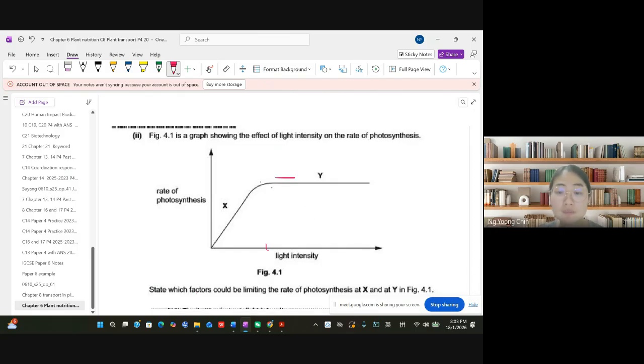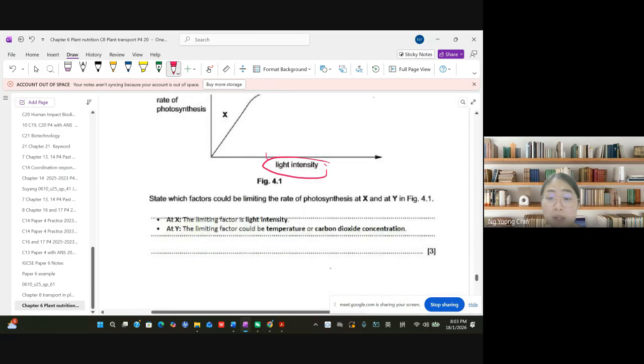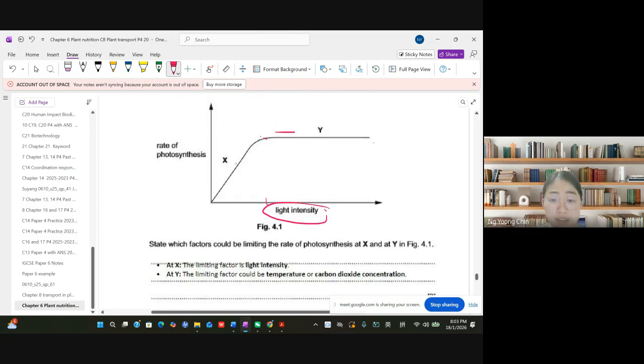What kind of factors? So now we talk about light intensity, right? So now light intensity is not the limiting factor. So the limiting factor will be others. So you can say about what? So you see at the X, the limiting factor is the light intensity. So that's why whenever you increase your light intensity, you actually increase the rate of photosynthesis.